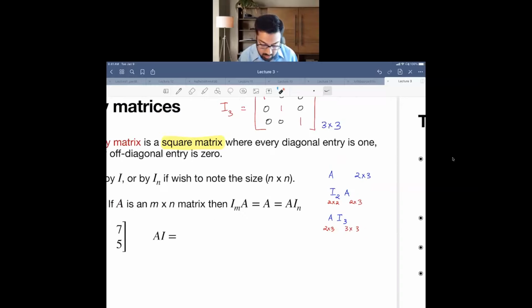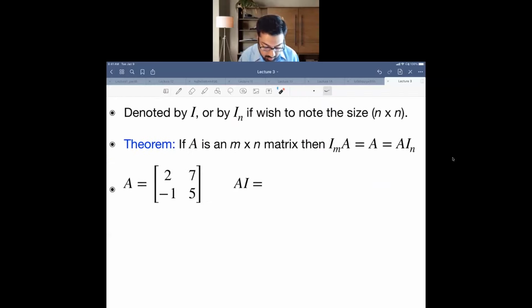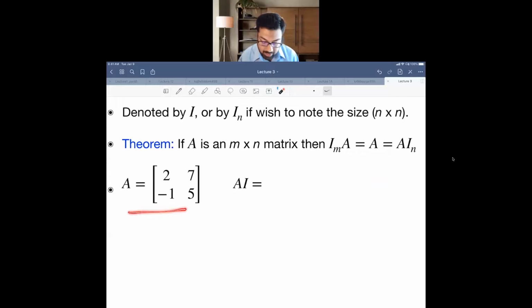Let's take a look at A times I. Sorry, there's a square matrix here with A, and we are trying to do A times I. Let's see if this equals A, like, let's see if we get back A if you do this. In order for matrix multiplication to happen, I hope you agree that this should be I2, because 2 rows and 2 columns. We need that to make sure the multiplication can be carried out.